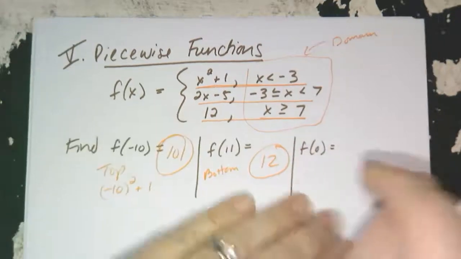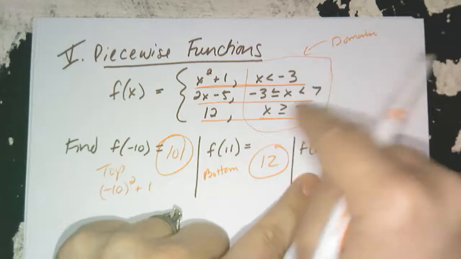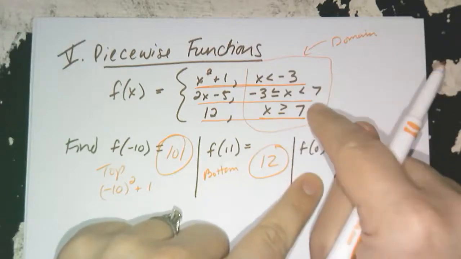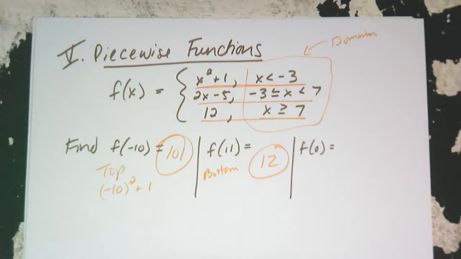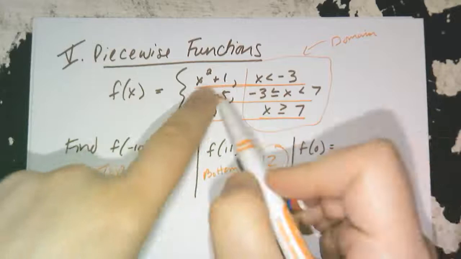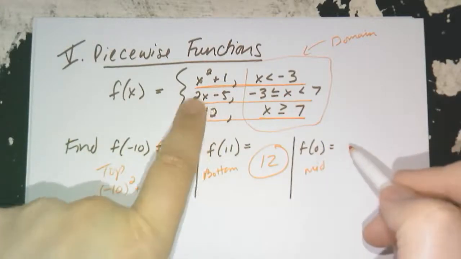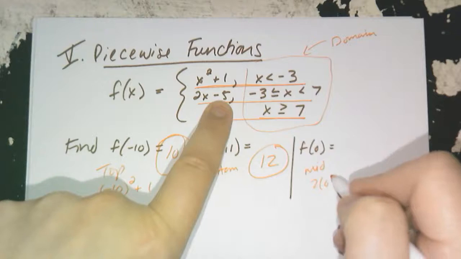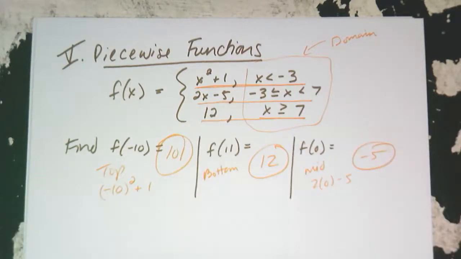All right, let's do one more. F of 0. Top, middle, bottom. Why the middle? It's in between -3 and 7. So much easier. Oh, okay, so if it's this one, then I plug in my 0 in here. So what's 2 times 0 minus 5? There you go. That's a piecewise function. It's learning which piece to plug it in.